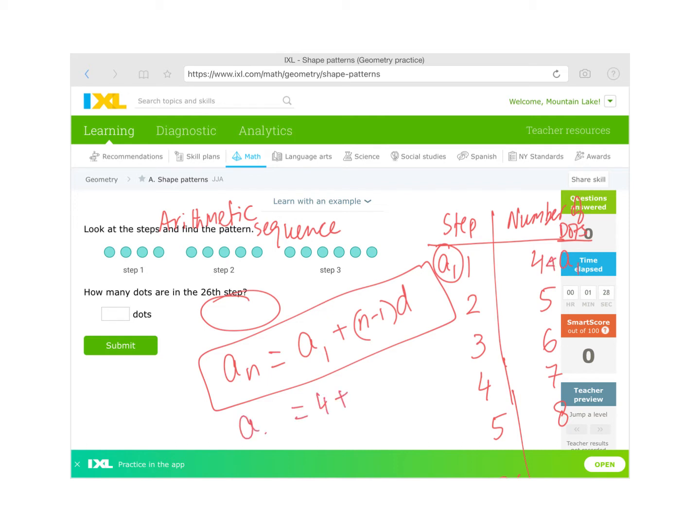We want to find out A26. So n is 26. And how much is the difference? D is the difference. D is equal to 1 in this case. So if I plug all of that in and I solve, I get 4 plus 25, which gives me 29.